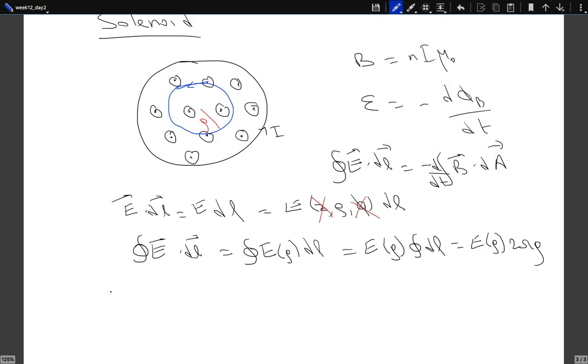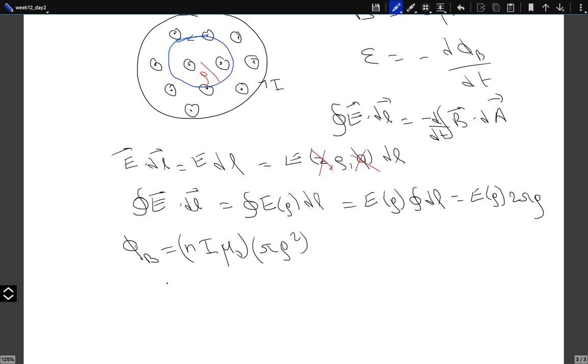Now let's calculate the flux. Well, the B is uniform. It's n times I times mu 0. The area is pi rho squared. Is it positive or negative? Well, you see, if you consider the blue loop, curl your fingers in the direction of the loop. This is the direction of the area vector. This is the direction of the magnetic field. They are pointing in the same direction, so the flux is positive.